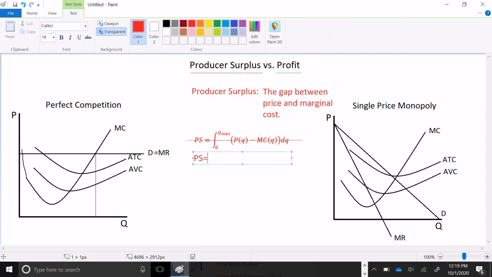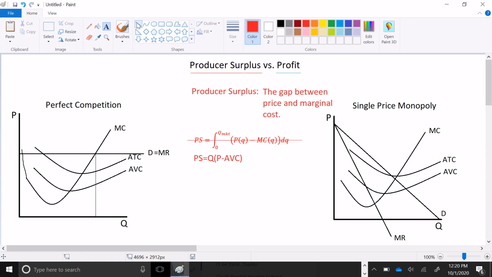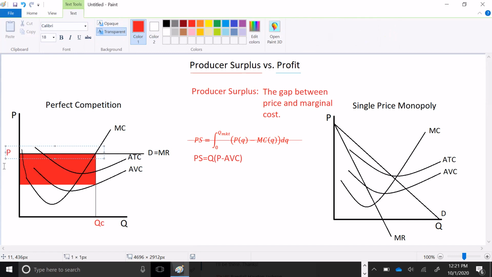Let's say producer surplus is equal to the quantity times the price minus the average variable cost. What this is doing is paying attention to the average level of variable costs. Well, the variable costs are generated entirely by marginal costs. By pulling the average level of your variable costs, you're actually going to be able to get the same information as you would have by integrating over all the marginal costs. So what I would do is find the average variable cost at the quantity that the firm wants to produce. And my producer surplus then would be a rectangle with the base being the quantity and the height being the gap between the price and the average variable cost at that quantity.